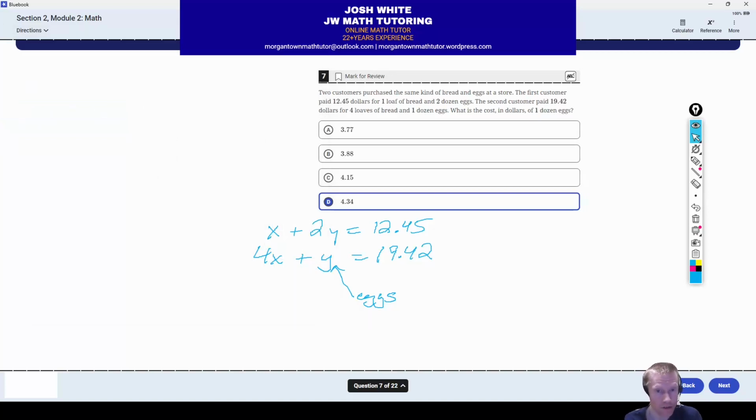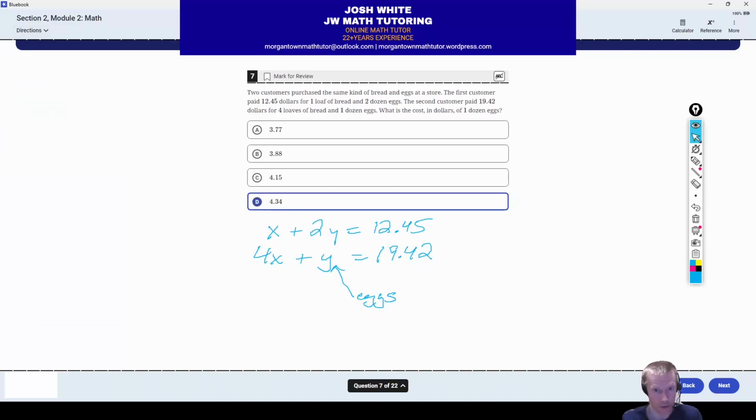Again, it's honestly longer. It's more work than just being able to type both equations in Desmos and graph them out and look for the intersection. But it is an alternate way you could get the answer.